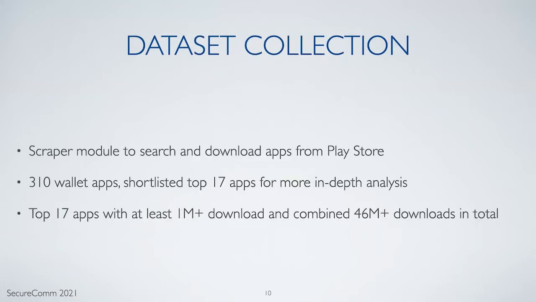To collect a dataset, we have developed a scraper module that can search and download apps from Play Store based on a specific search term. We have collected 310 apps and shortlisted the most popular 17 apps for a more in-depth inspection. For the shortlisted apps, we consider apps that have at least 1 million plus downloads.